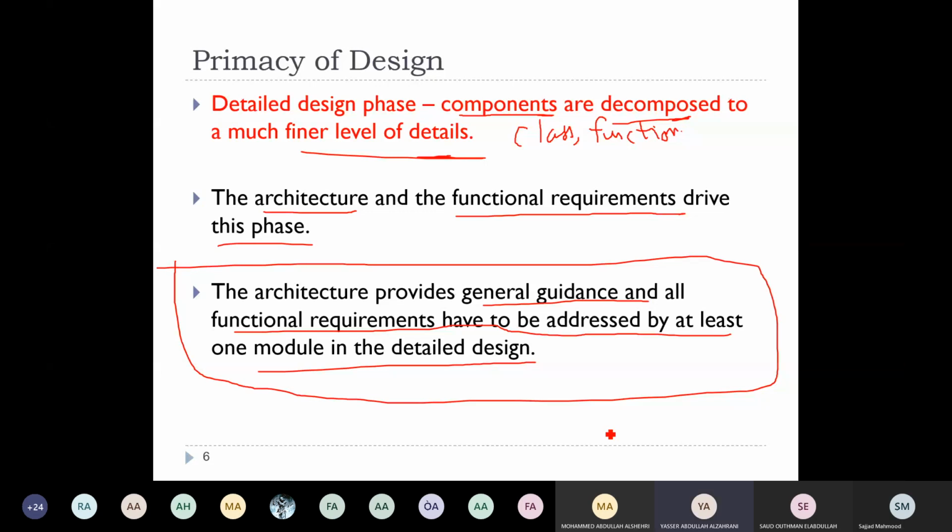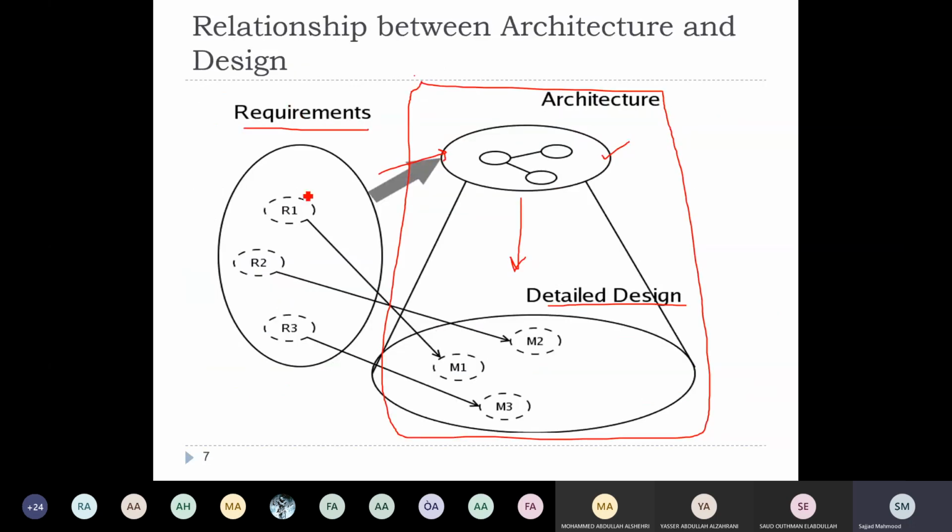Yeah, now it's a lot clearer. Right, so what I'm saying is that architecture gives you guidelines, and all functional requirements have to be addressed by at least one module. This means if I have R4, for example, here, and this R4 is a functional requirement, okay? And I don't have anything here. What does this mean then?